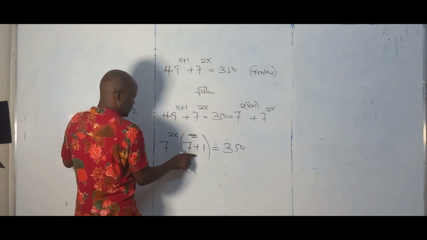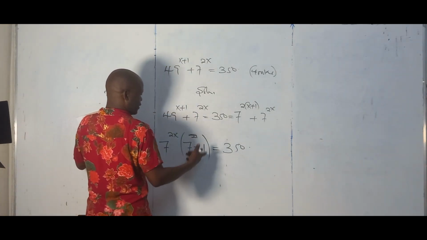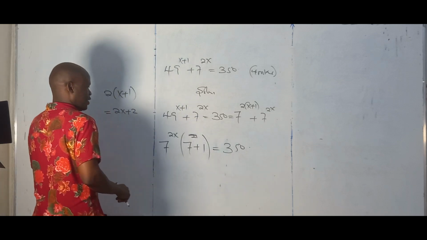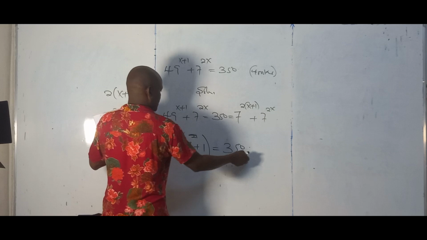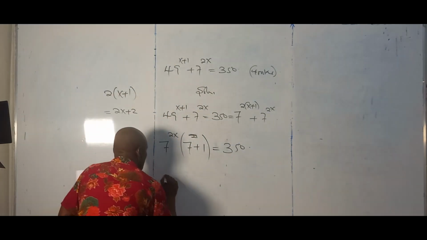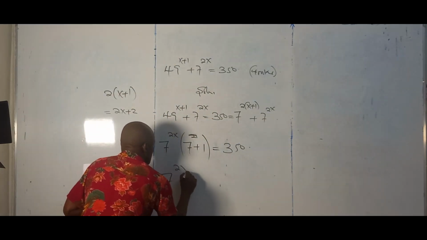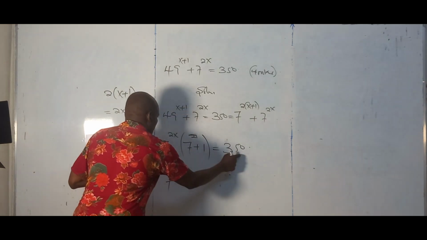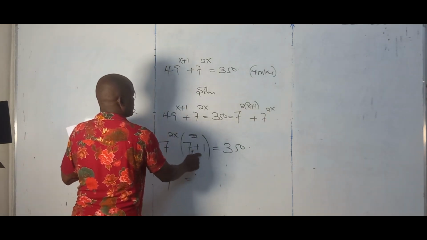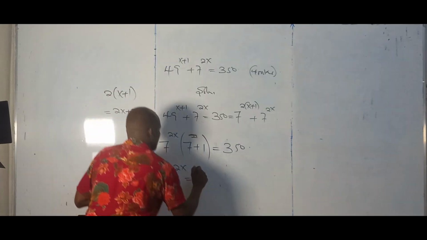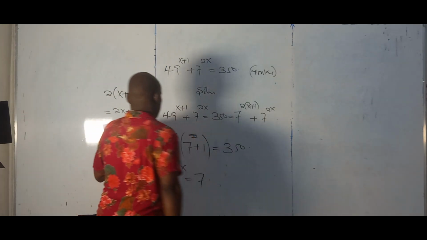But what is this? This is 49 plus 1, and 49 plus 1 is 50. So I can divide both sides by this. That allows me to say 7 raised to power 2x is equal to 350 divided by 50, because 49 plus 1 is 50. So that's 7.